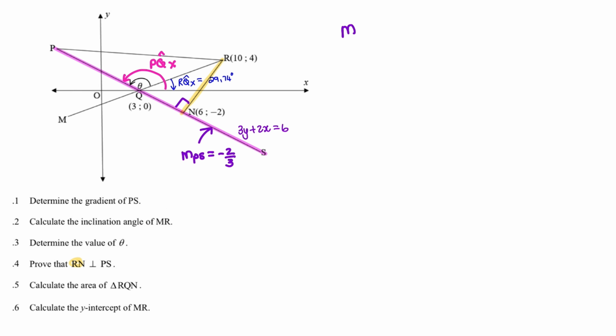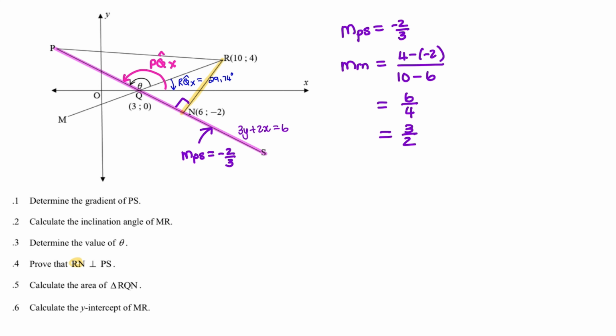So we have the gradient of PS is -2/3. Now we're going to calculate the gradient of the line RN, and that is the difference of y's, which is 4 minus -2, over the difference of x's, which is 10 minus 6. Notice that the y value of N is -2, but the gradient formula says to subtract. So we subtract -2 from 4. And when I simplify, I have 6/4, and that simplifies further to 3/2.